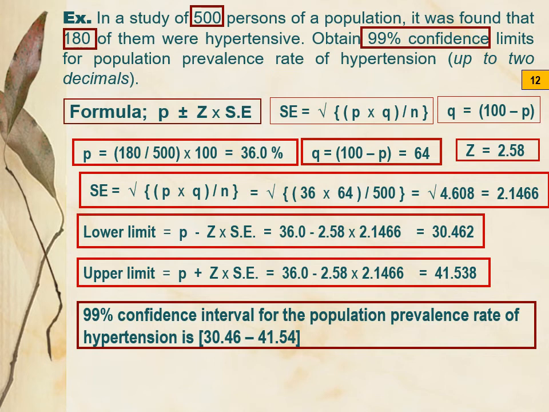The 99% confidence interval for the population prevalence rate of hypertension is 30.46 to 41.54. So this is how, by substituting the values in the formula, you will get the confidence interval for a given level of confidence.